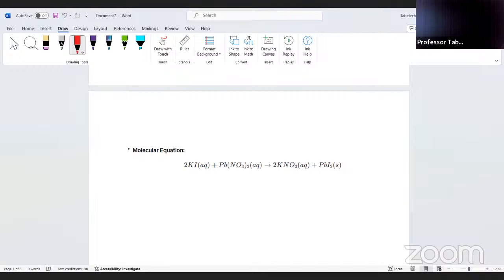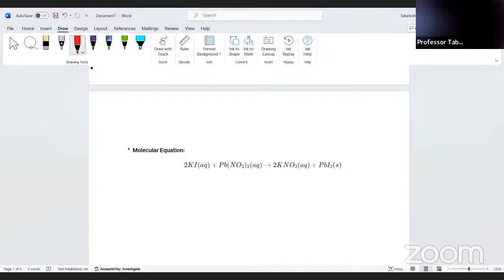Here's the thing, when it comes to these examples, you have to split up everything that's aqueous, meaning whatever dissolves in water, or let's say the solution here.